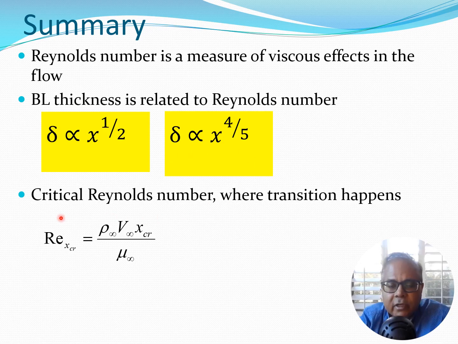And there is a point at which there is a transition from laminar to turbulent boundary layer, and the corresponding Reynolds number is known as the critical Reynolds number, and that's given by rho infinity V infinity xcr over mu infinity, where xcr is the point at which the transition takes place. So very often what happens is that if we have the critical Reynolds number, we can actually calculate the point where the transition takes place for a particular type of flow.